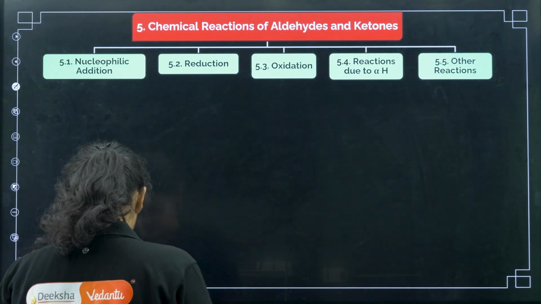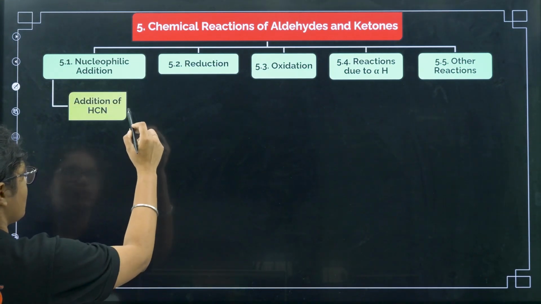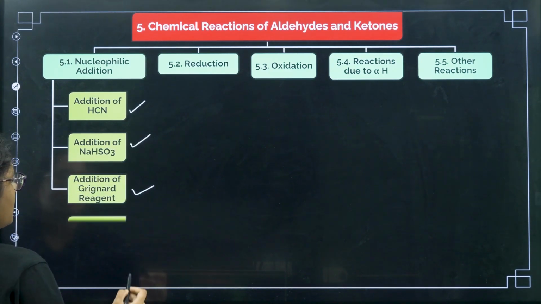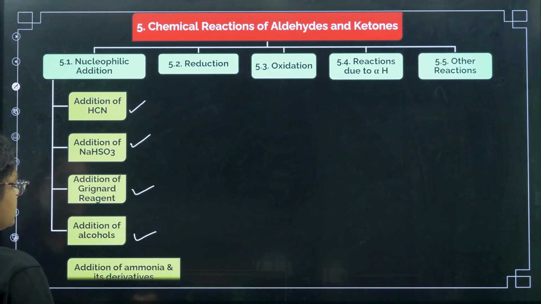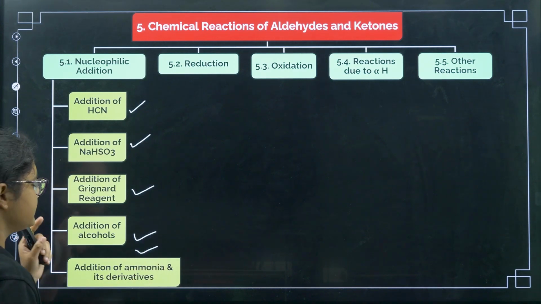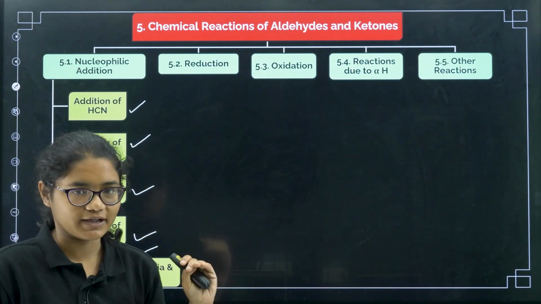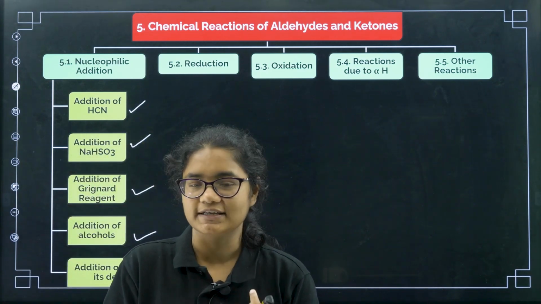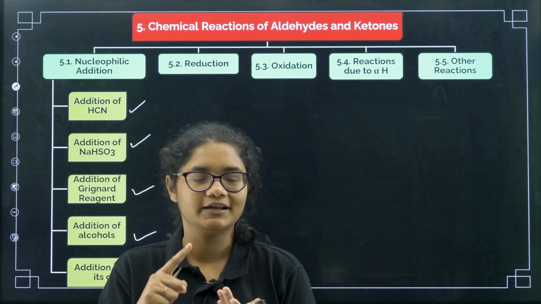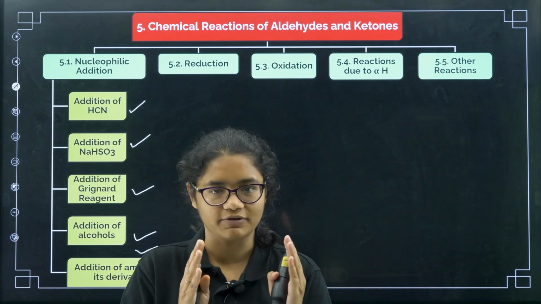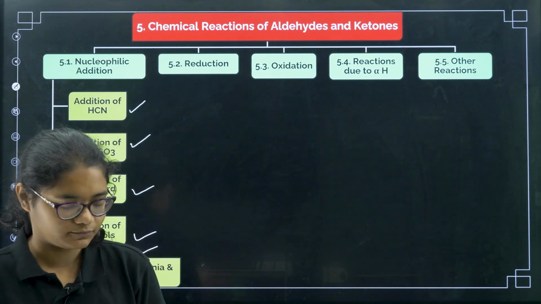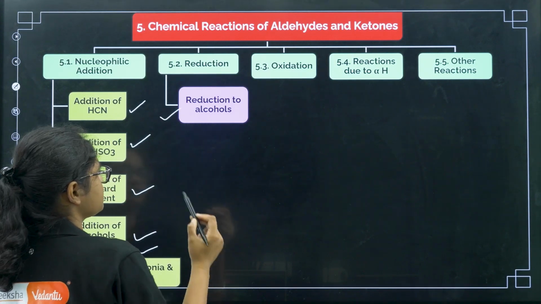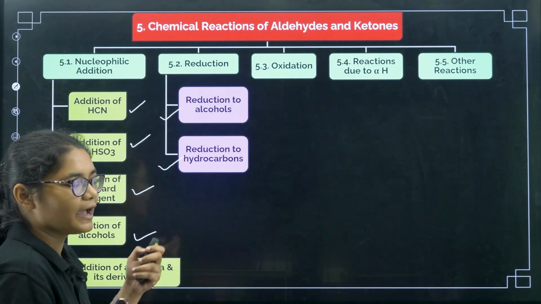Now under nucleophilic addition we have 5 reactions: addition of HCN, addition of NaHSO3, addition of Grignard reagent, addition of alcohols, and addition of ammonia and its derivatives. Okay. Now coming to reduction, here again we have 2 types of reductions: reductions to alcohols and reductions to hydrocarbons.